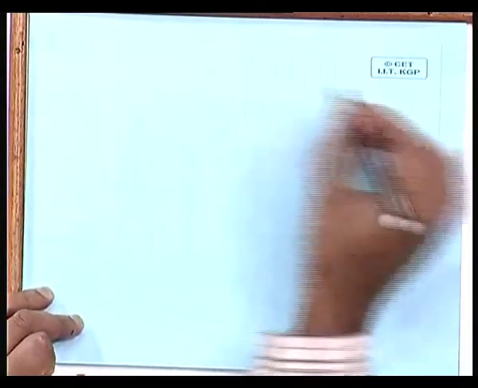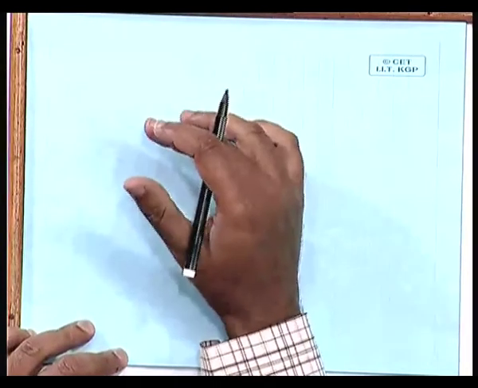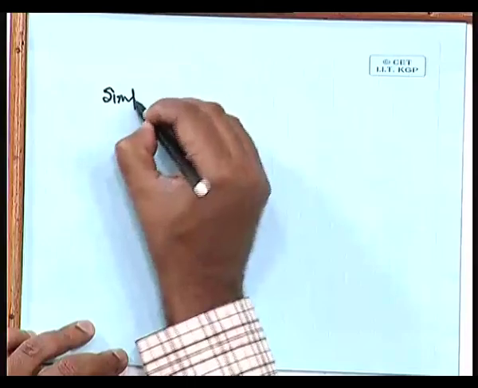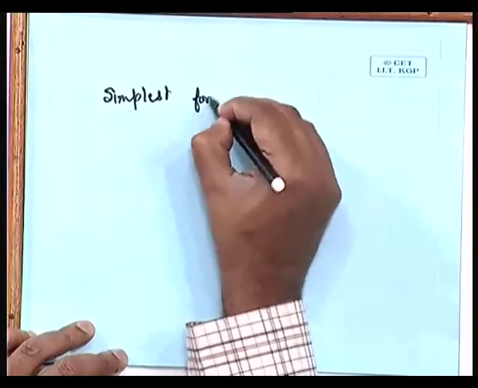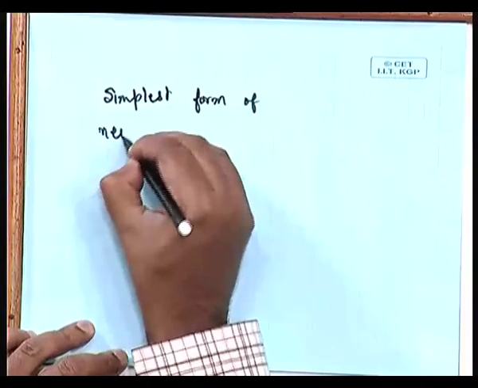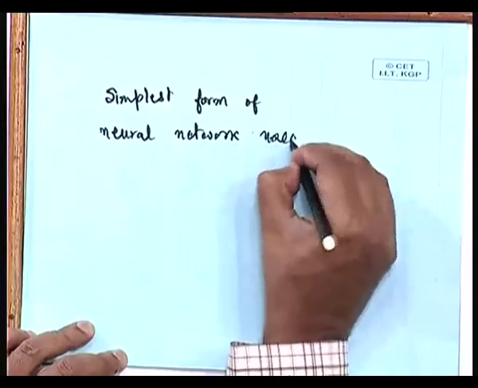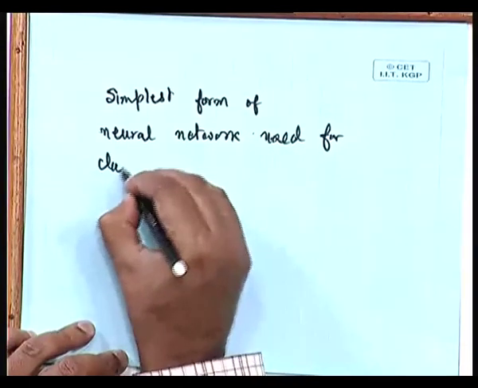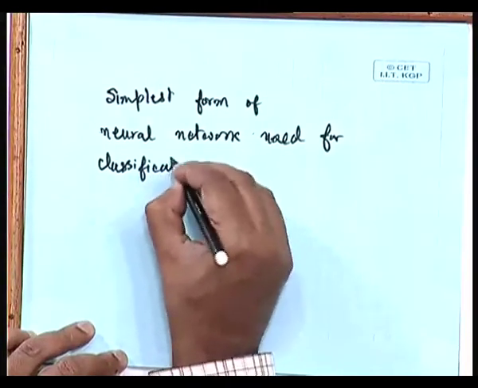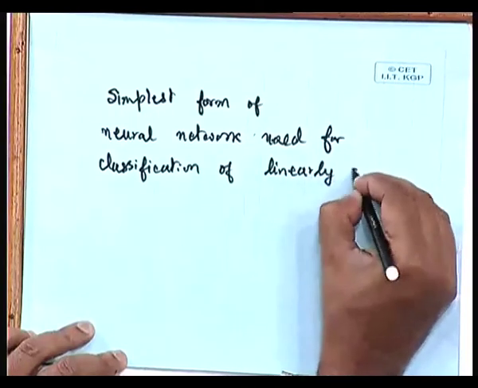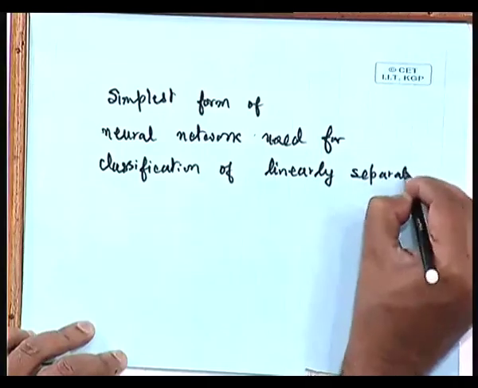Now, in its simplest form, a perceptron is a network that can classify linearly separable patterns. So, it is the simplest form of neural network that is used for classification of linearly separable patterns. What is meant by linearly separable patterns?